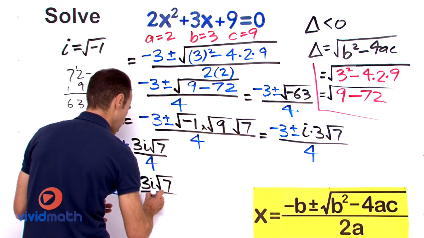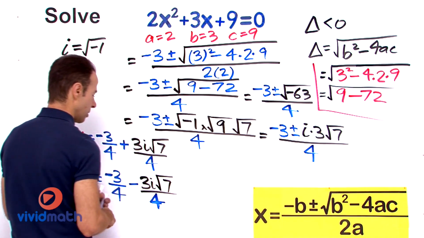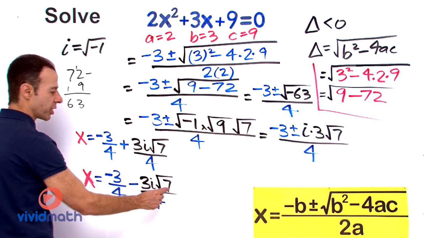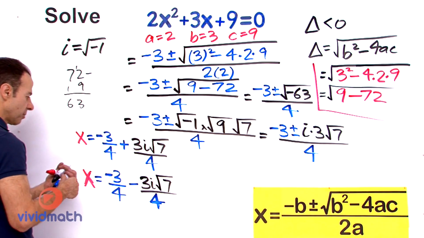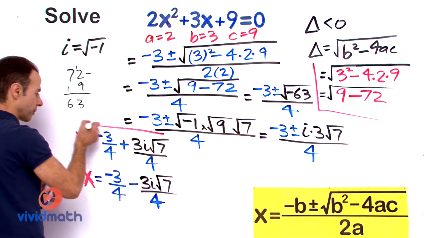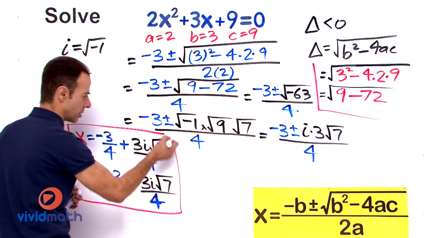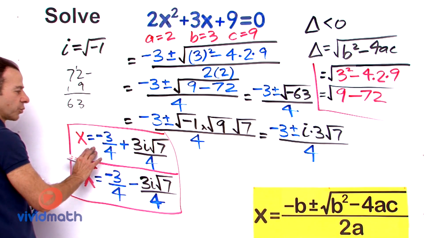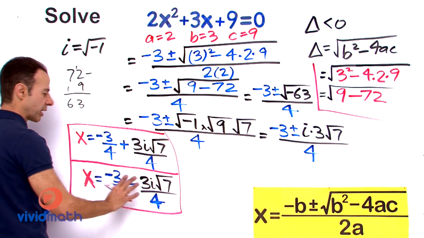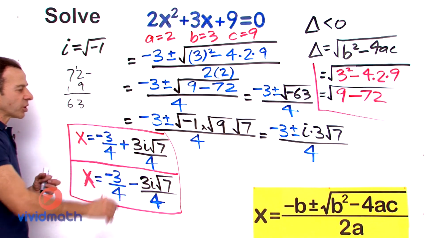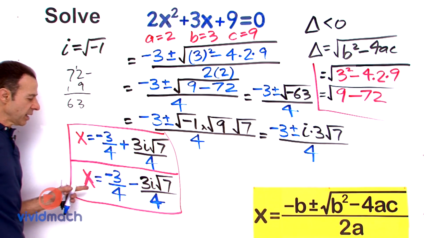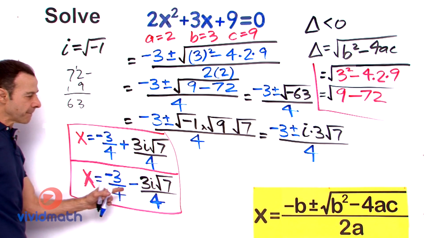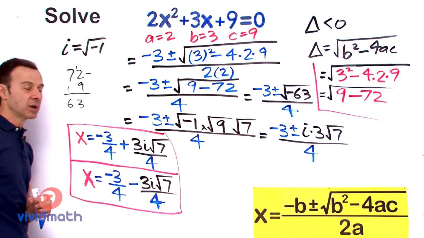Doesn't matter what color you write it in. But you can put the i before the 3 or the i on the end, depends on convention, but they all work. There's our two solutions. We've got a real part, imaginary, real, and imaginary. x equals negative 3/4 plus 3i root 7 on 4, and x equals negative 3/4 again, minus 3i root 7 over 4.